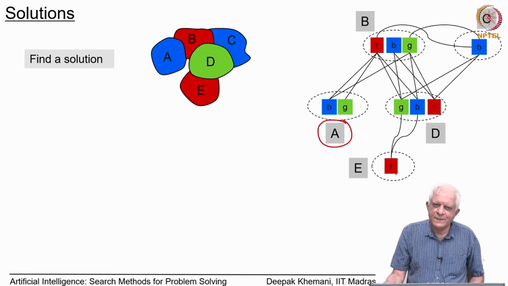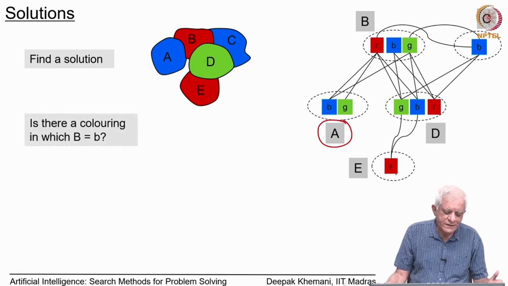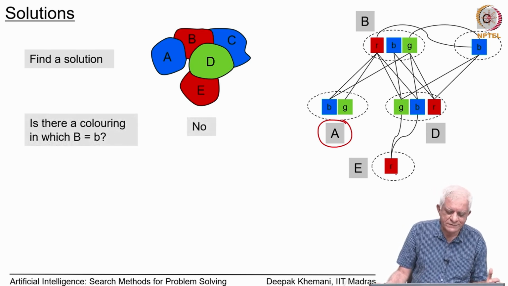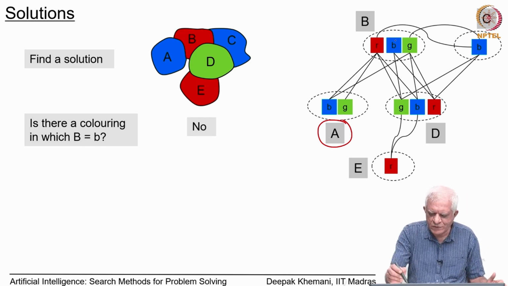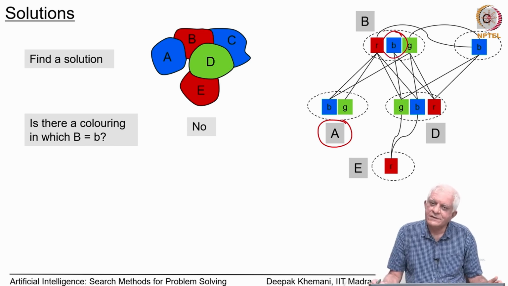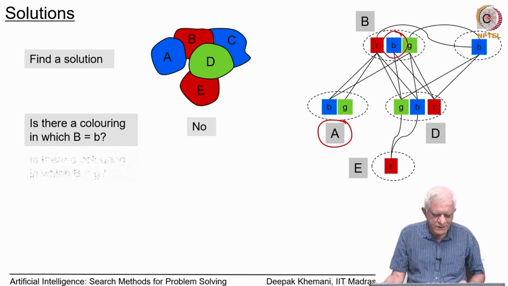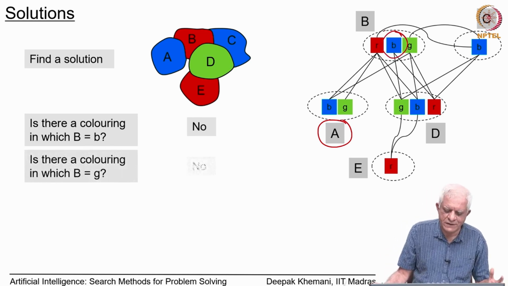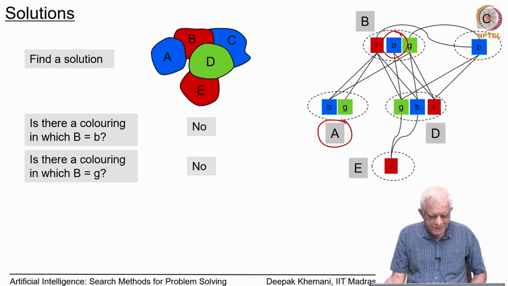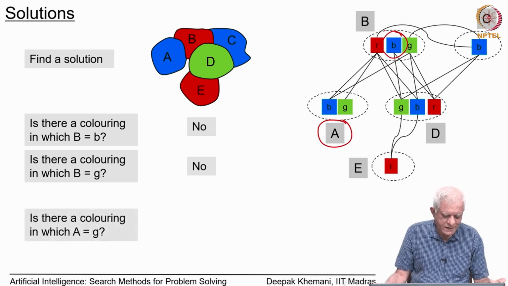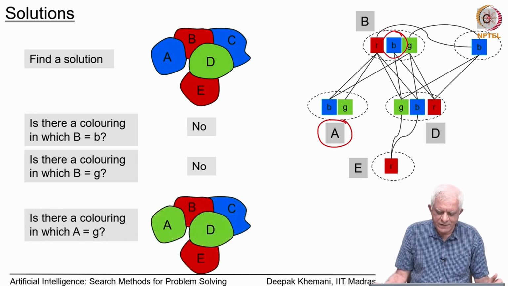You might specify that certain regions might have certain colors. So, you might say, is there a coloring in which the region B has color blue, and it tries its best and says no, you can't color it blue, even though blue is in the domain of B. Then you say, okay, is there a coloring in which B has a value green? It comes back and says no again. If you ask, is there a coloring in which A has a value green? It says yes, I can give you a solution to that.